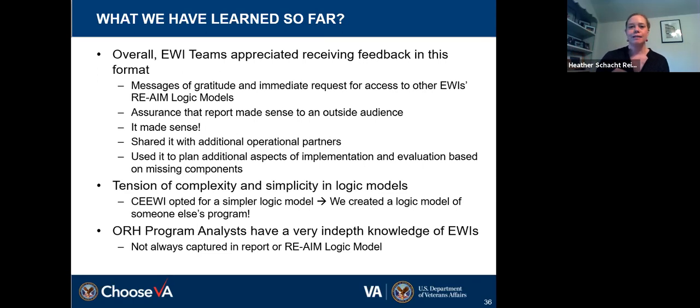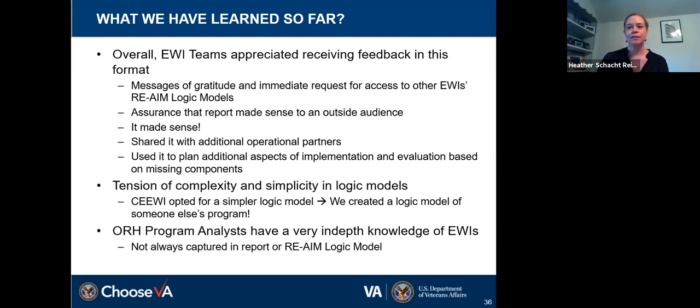Of course, we talked about this a lot with Paul's presentation as well. There's this tension between really wanting the complexity of the program to come out and be seen, as well as the simplicity of putting it all on one page. To me, that's one of the biggest tensions in a logic model.